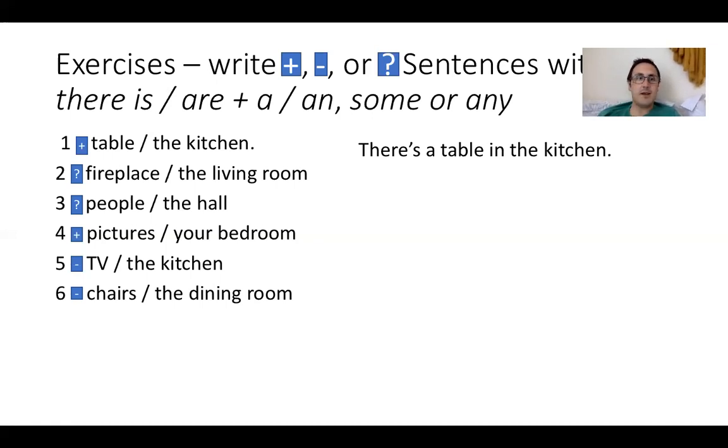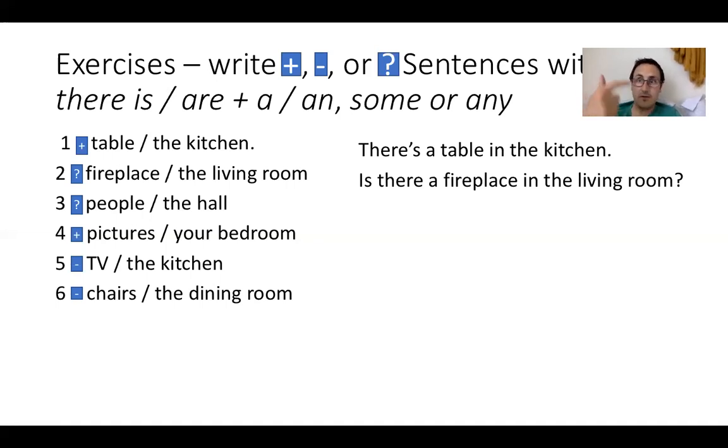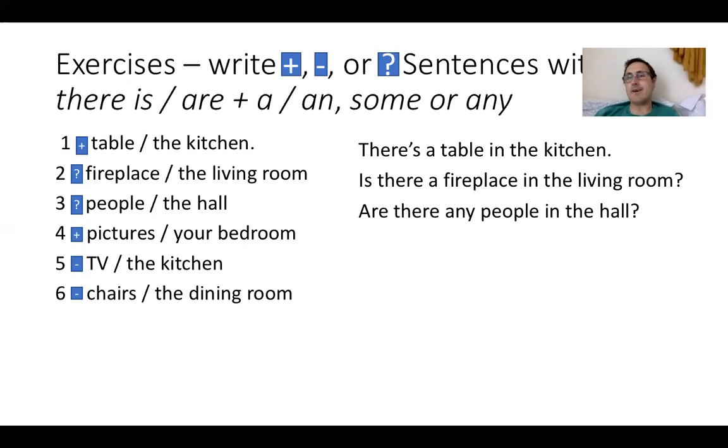Now, number two, it's a question and it's fireplace. So it's going to be, is there a fireplace in the living room? Because fireplace is countable, right? Like one fireplace, two fireplaces, three fireplaces, and so on. But it's a question. So you don't say there is, you invert it. You say, is there? Like this. And then you have the third one, which is also a question, but it's people. And people, countable, like 3 people, 4 people, but it's plural, okay? And plural is going to be any. So it will be, are there any people in the hall?